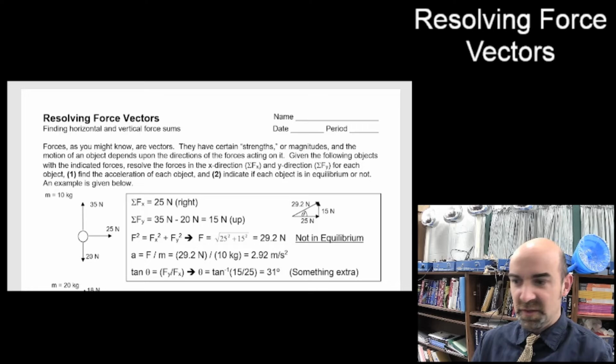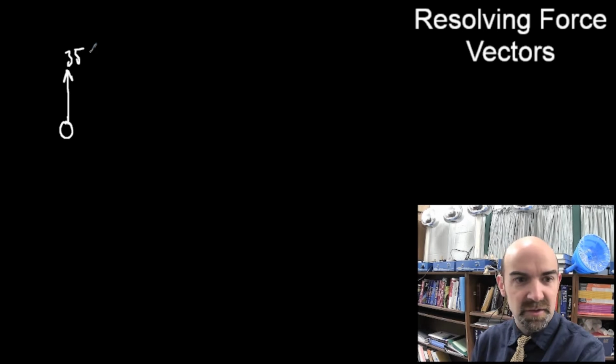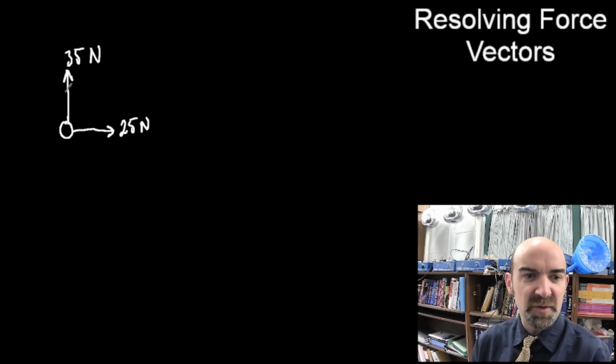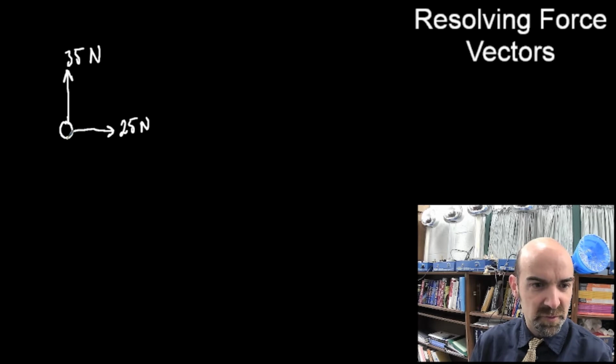We're going to turn that screen off there. All right, so I'm going to recreate that force diagram. 35 newtons up. That is not an N. There we go. 35 newtons. 25 to the right. I'm going to try to make those arrows look similar in size. So 35 is a little bit longer than 25, and then 20 is a little bit shorter than 25.